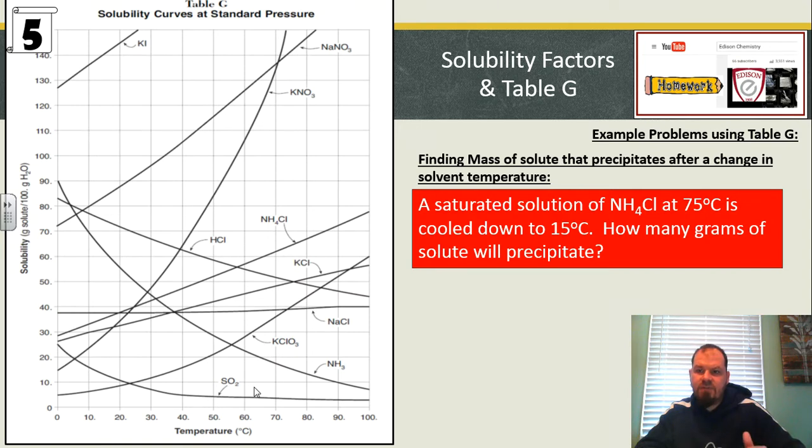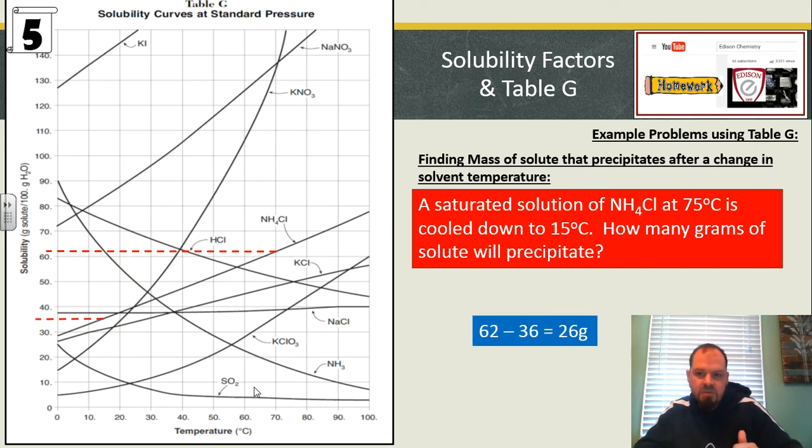So I'm going to run 75 degrees up to NH4Cl. I'm going to run 15 degrees up to NH4Cl, subtract the two grams, and we're good. Ready? So at 75 degrees, I should get about 62 grams in. And then when I run it at 15 degrees, I get something like 35 or so. So I subtract those two numbers. Let's see, I picked 62 and 36.